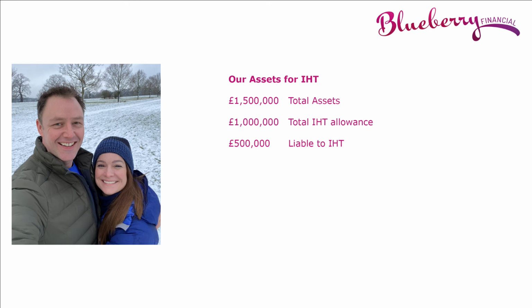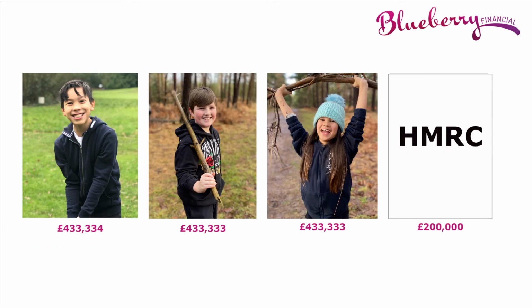So now I've changed the example, so our total assets are 1.5 million. So you can see that our IHT allowance is still 1 million, so we've got £500,000 liable to IHT, which means that our beneficiaries have to pay 40% on that £500,000, which means there's £200,000 that needs to be paid to those lovely people at HMRC upon our deaths. Look at our children, they're still happy, but look at that. We've now got an extra beneficiary of HMRC at £200,000.